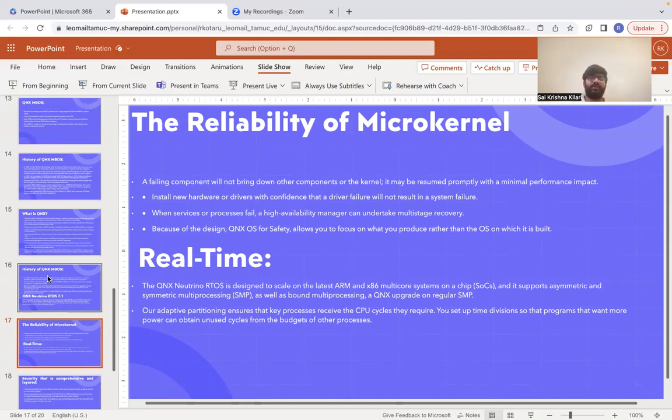In real time, the QNX Neutrino RTOS is designed to scale on the latest ARM and x86 multi-core systems on a chip, called SoCs, and it supports symmetric and asymmetric multiprocessing as well as bound multiprocessing. A QNX upgrade on a regular SMP or adaptive partitioning ensures that the key processes receive the CPU cycles they require. You set up the time division so the programs that want more power can obtain unused cycles from the budget of other processes.